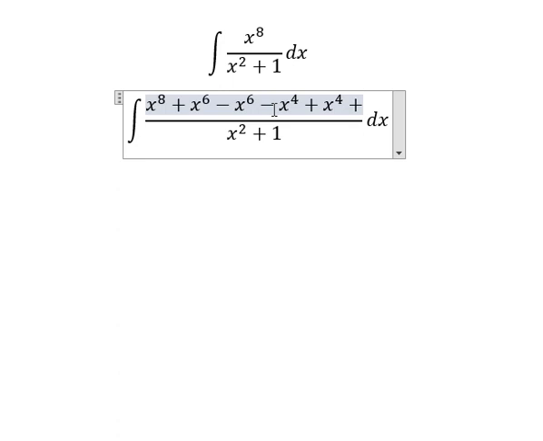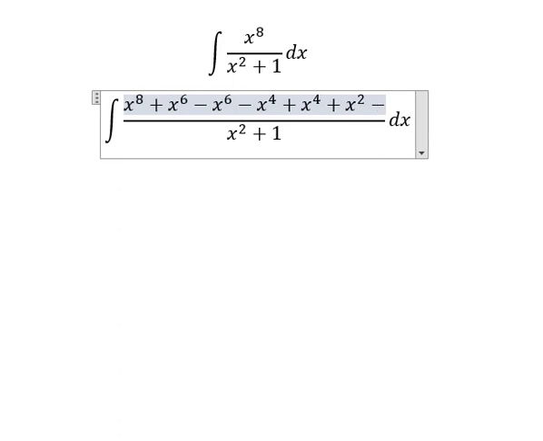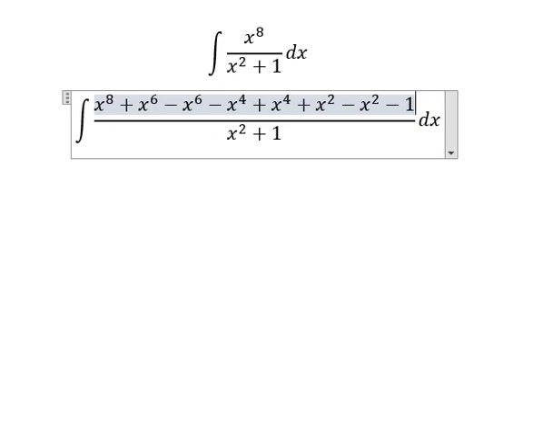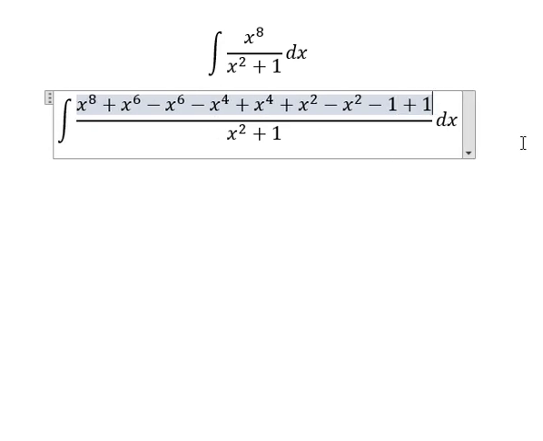Next, we put x squared. Later that we need to add back negative x squared. Then we have negative 1 and positive 1.